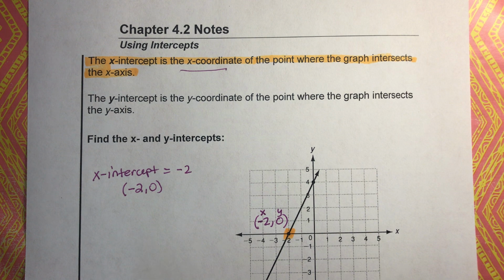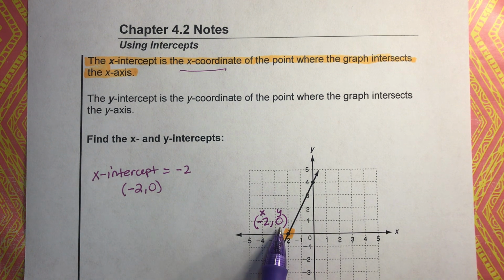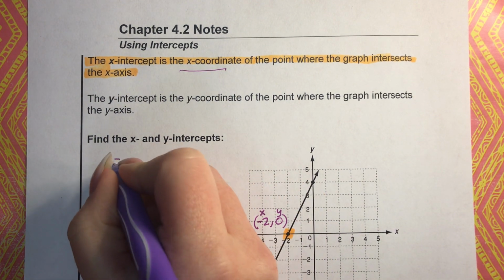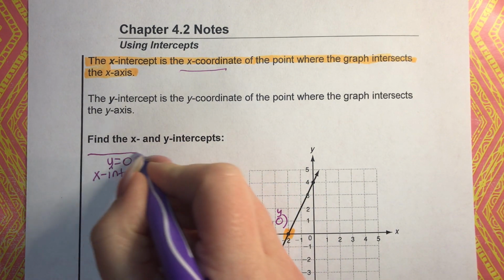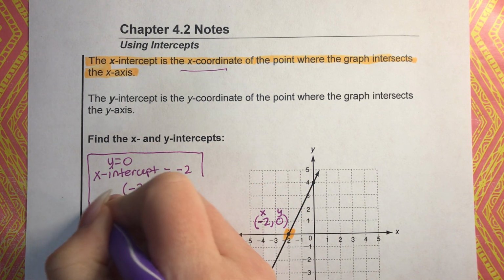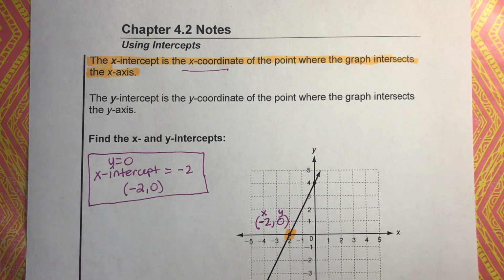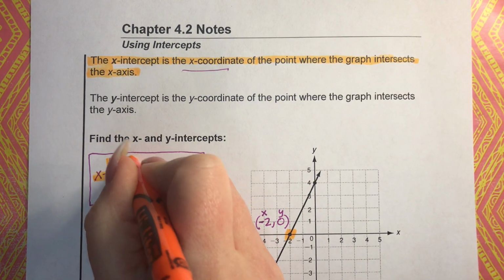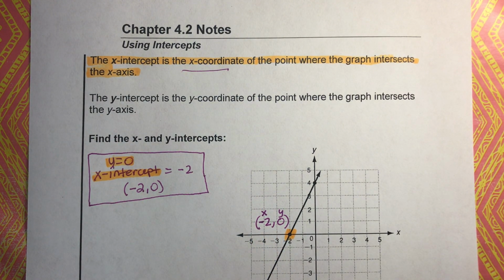And the thing that we always know about the x-intercept is that y is always going to be 0. So we always know that y equals 0 for every single x-intercept. Okay, so that's something super, super important to remember. For every x-intercept, we know that y is equal to 0. Okay, perfect. Let's look at the next thing.